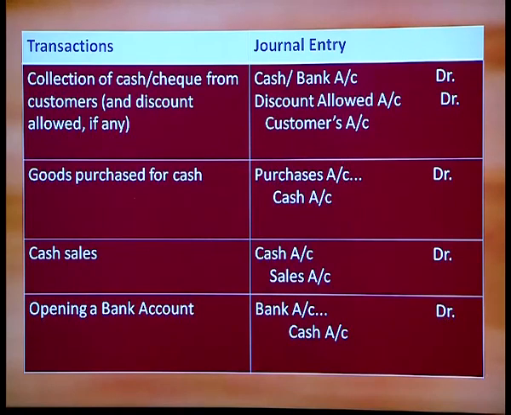And if discount is allowed, then discount being an expense is debited. So, cash account debit or bank account debit, discount allowed account debit to customers account. Next transaction, goods purchased for cash. Purchases being an expense increases, so purchases account is debited. Cash is going from the business, asset decrease, so cash account is credited. Cash sales, cash account is debited, sales account. As revenue increases, sales account is credited.